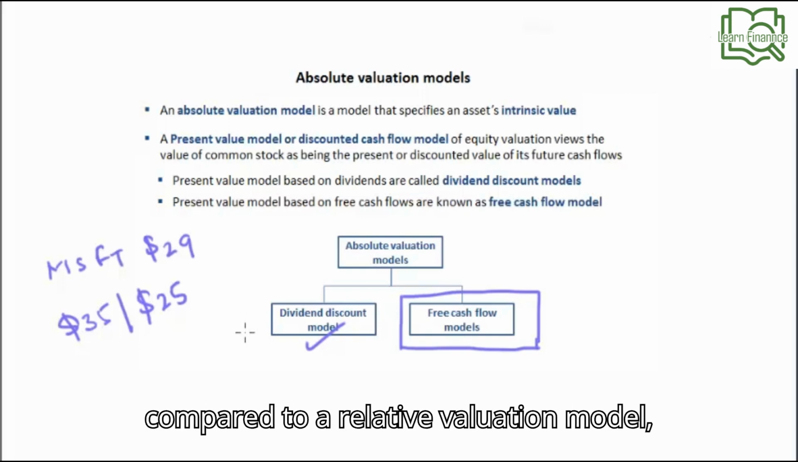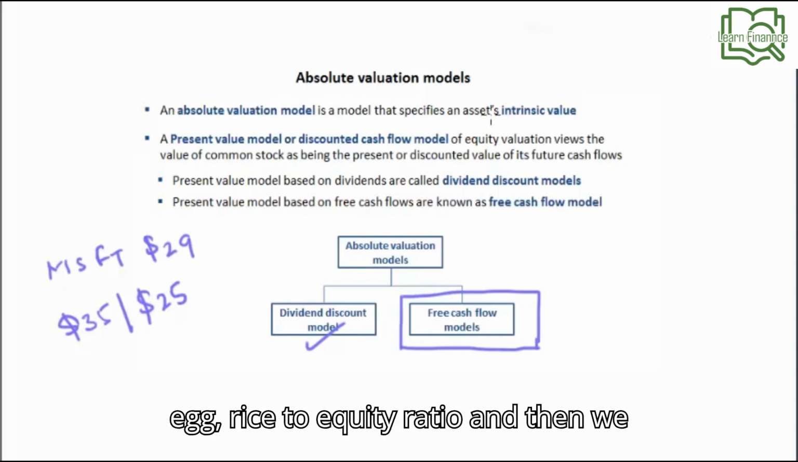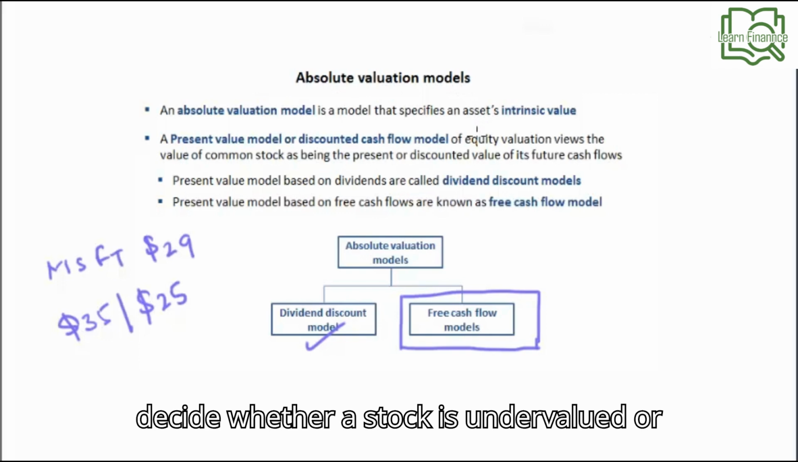As compared to a relative valuation model, we will look at different kinds of ratios, e.g. price to earnings ratio, and then we decide whether a stock is undervalued or overvalued.